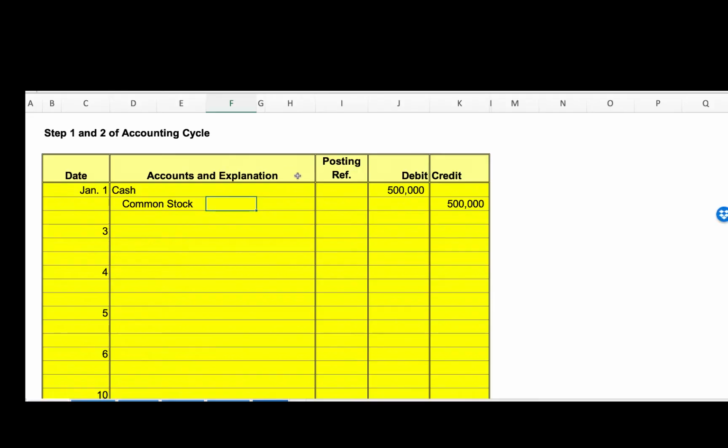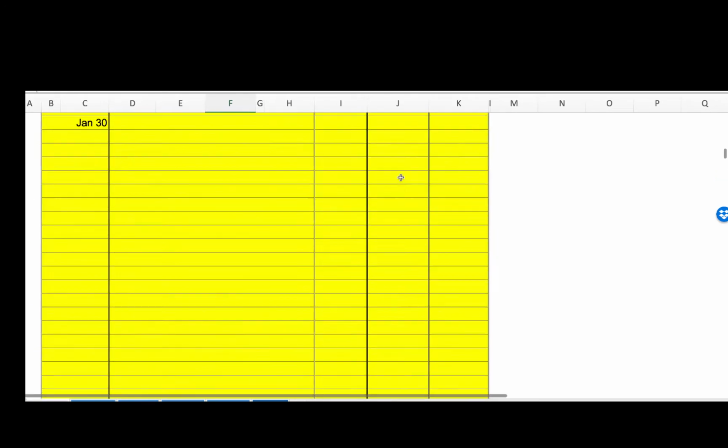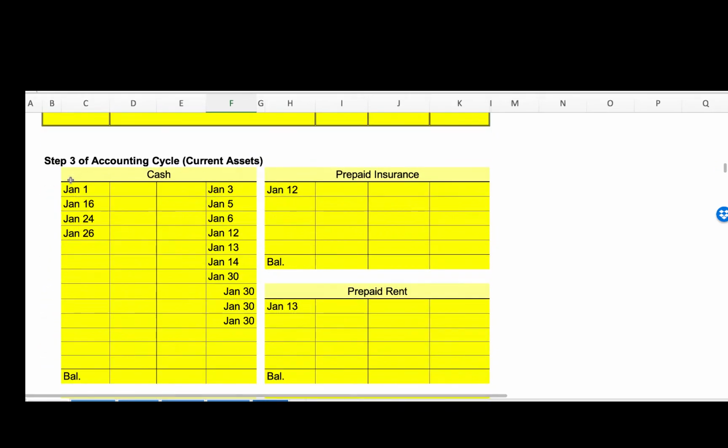Well, what is the general ledger? The general ledger is really just the T account. So now we're going to go to the cash account, we're going to post that. We're going to go to the common stock account and post that. It's really, really simple. So cash, I debited for 500,000. So I go down to current assets where my cash is, and the debit side is the left side, and I put 500,000. And I'm done.